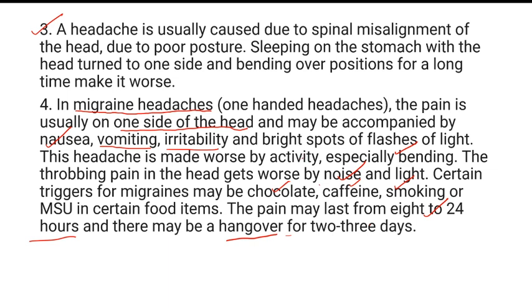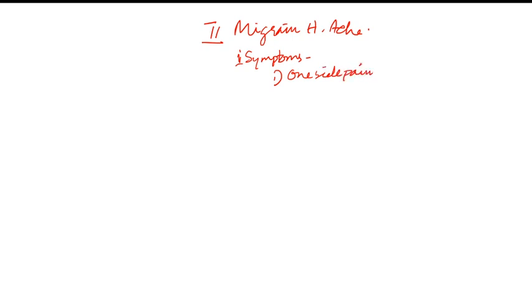So we are now going to make the notes for this second type, migraine headache. The symptoms of this migraine are: one, one side pain in head. And the second point is nausea or irritability.